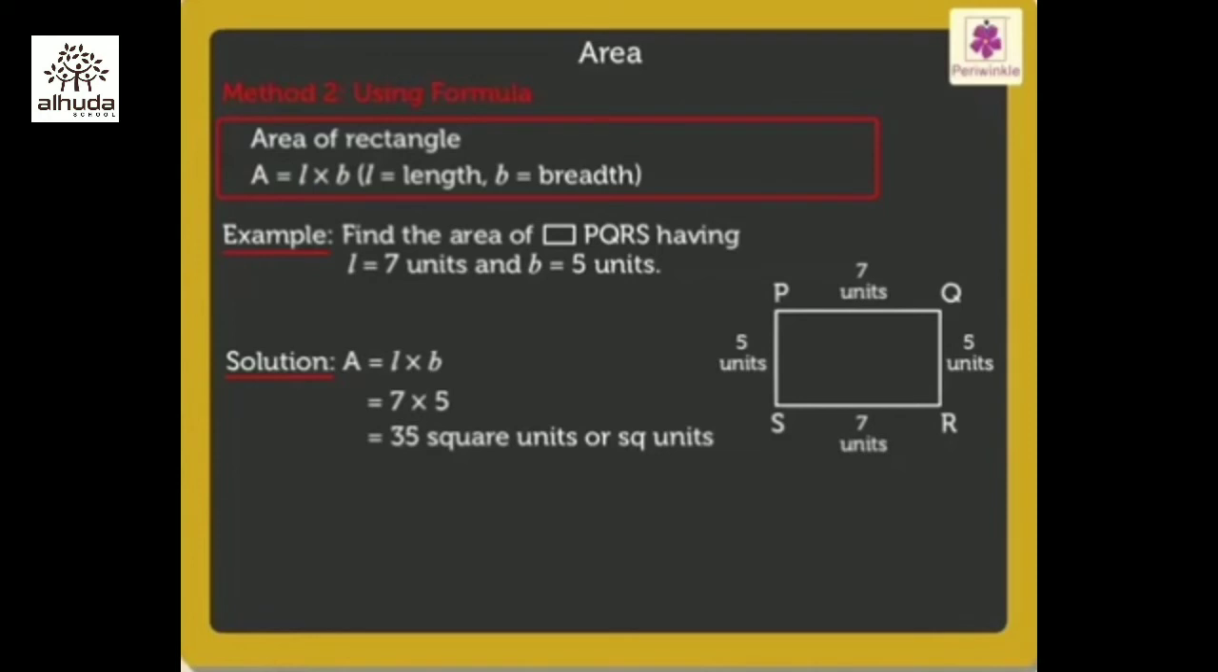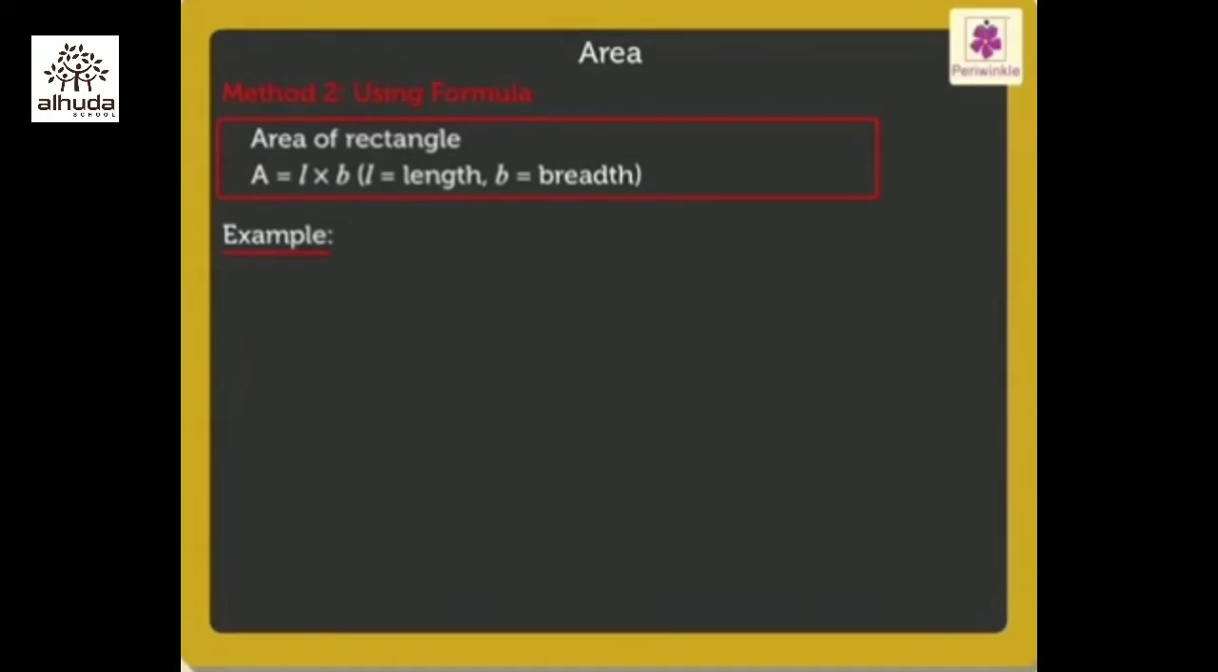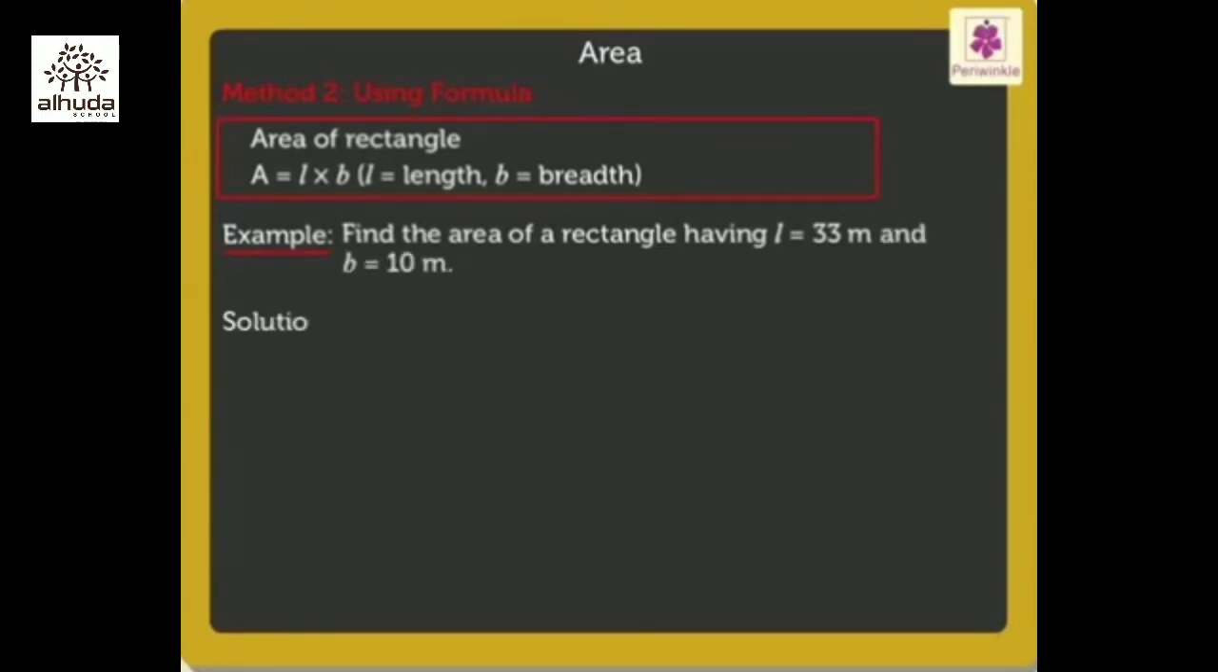Now, let's solve one more example to understand it in a better way. Find the area of a rectangle having length 33 meters and breadth 10 meters. Area is equal to length into breadth, which is equal to 33 into 10, which is equal to 330 square meters.